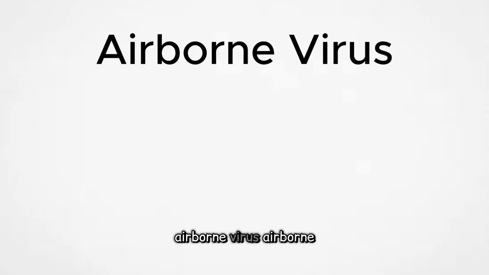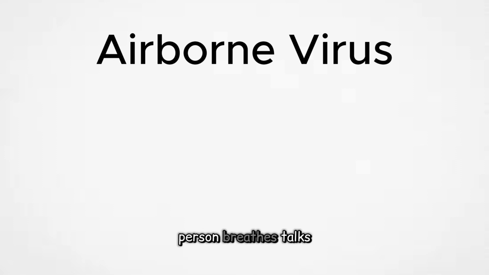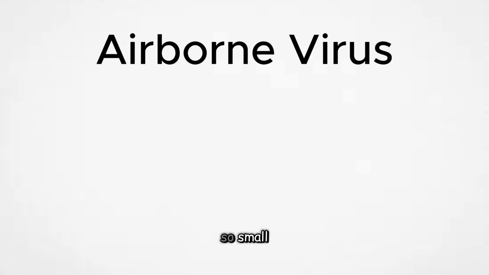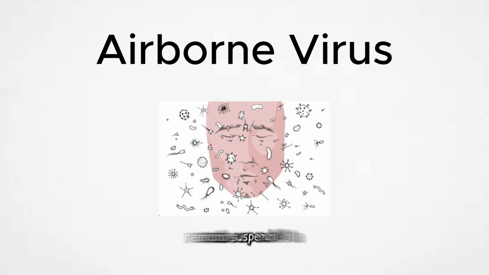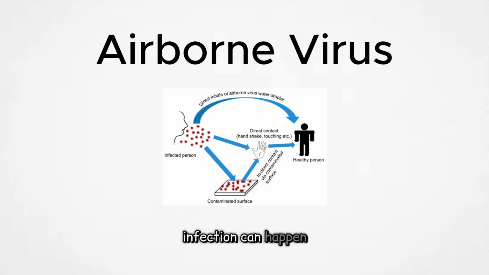Airborne virus. Airborne viruses spread through extremely small particles that are released into the air when an infected person breathes, talks, coughs, or sneezes. These particles are so small that they can remain suspended in the air for a period of time instead of falling immediately to the ground. Because of this, infection can happen even without direct contact with an infected person.